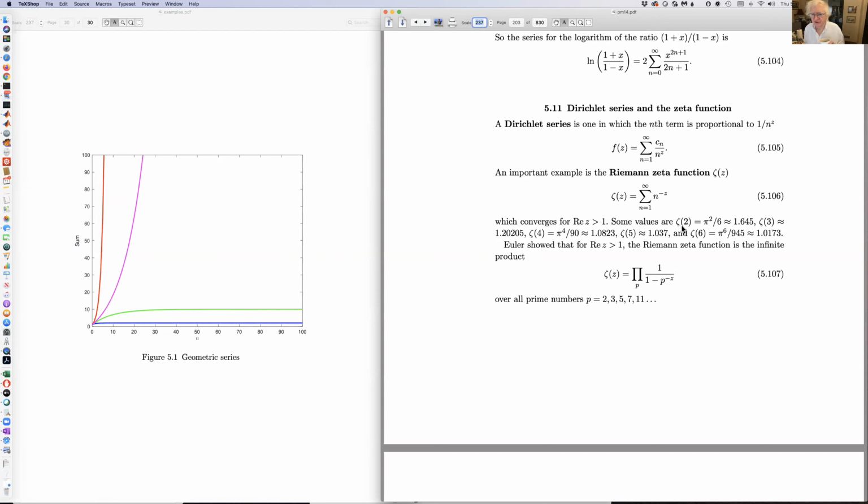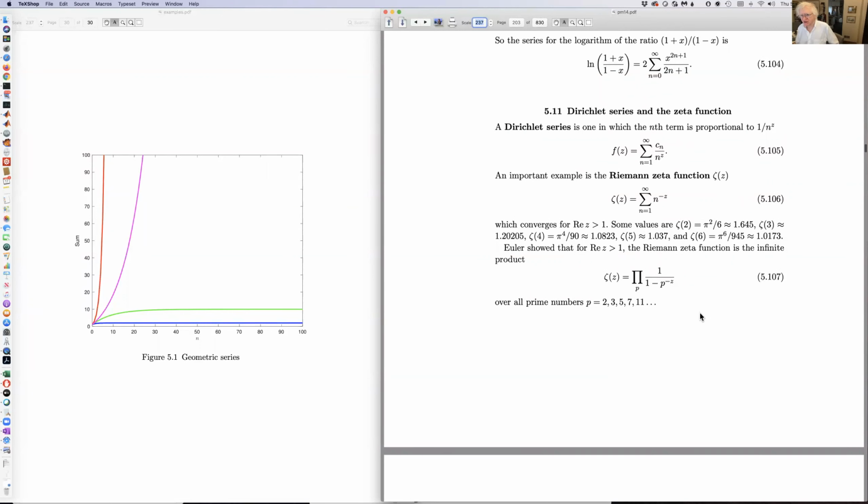Euler showed that for the real part of z greater than 1, the Riemann zeta function is an infinite product. And again, this is just such an extraordinary formula because it's an infinite product, but not over all integers p, only over the primes.